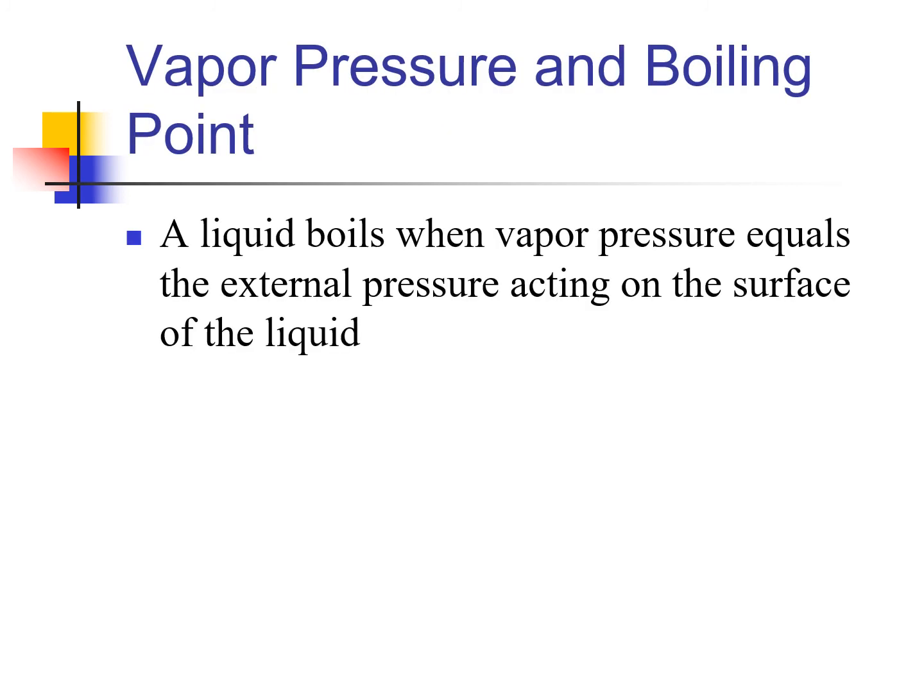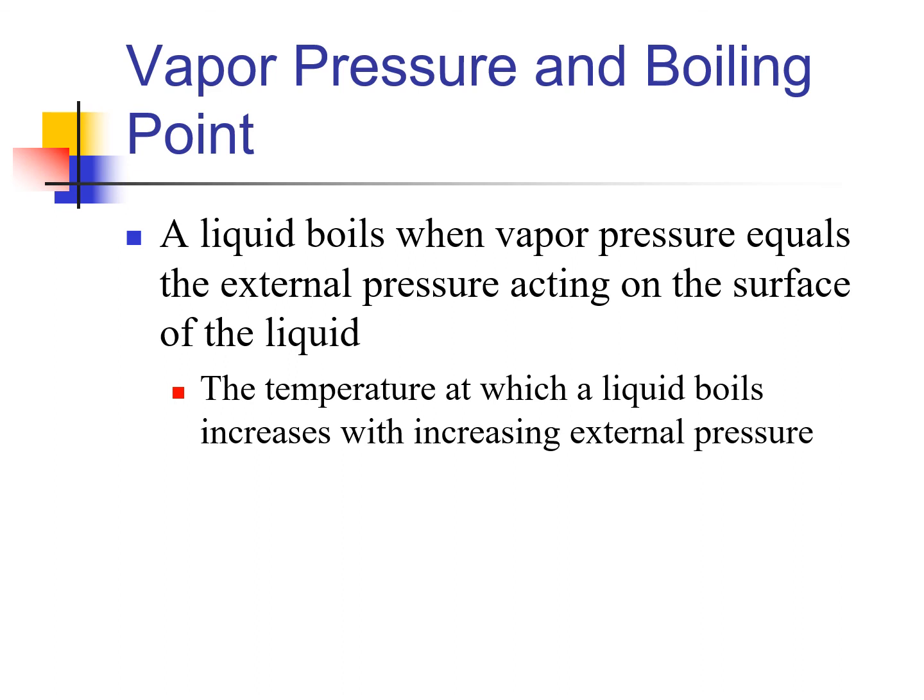Now, a liquid boils when its vapor pressure equals atmospheric pressure. So this is kind of interesting. We talk about how water boils at 100 degrees Celsius. Well, why is that? It turns out that higher temperature means higher vapor pressure. At 100 degrees Celsius and 1 atmosphere of pressure, the vapor pressure of water equals 1 atmosphere. So when vapor pressure equals atmospheric pressure, then it boils.